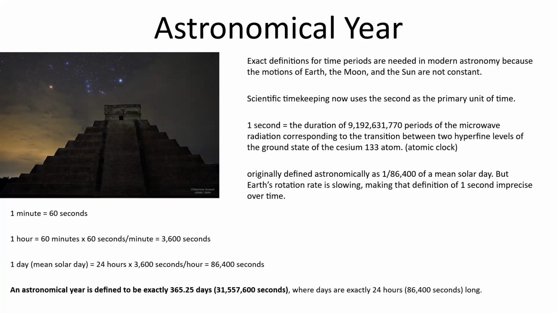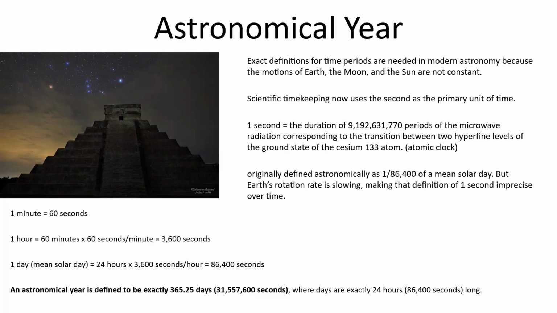So now the second becomes the basic unit of time in astronomy and physics. And therefore, the day is now based on the idea that, of course, a minute has 60 seconds, an hour has 60 minutes, which is a total of 3,600 seconds. And therefore, a day is 24 hours times 3,600 seconds, or 86,400 seconds.